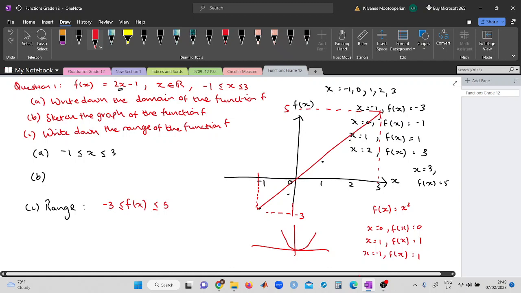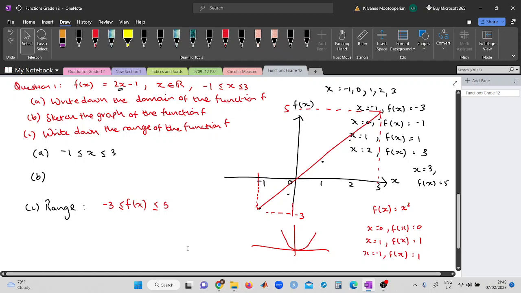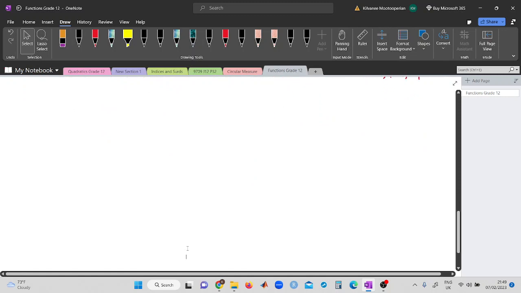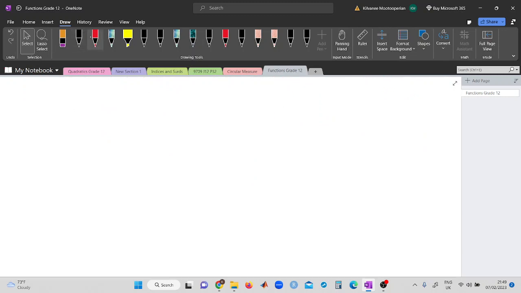Okay, we sketch one linear function. Il a pris de donner différentes limites. Okay, I think we're done. Okay, question 2.